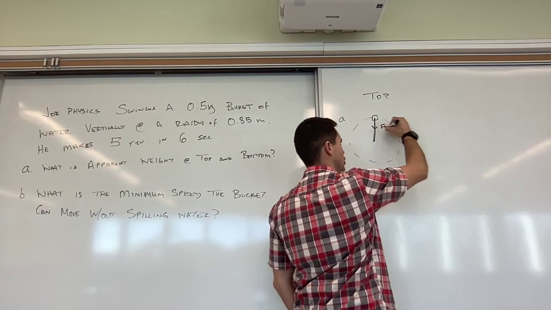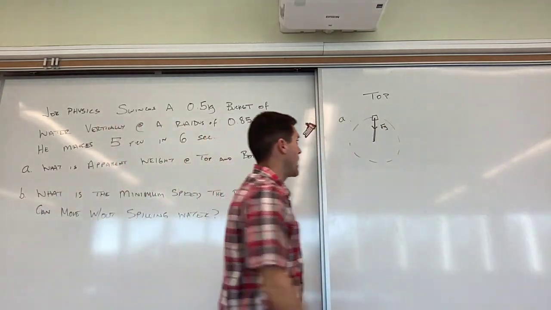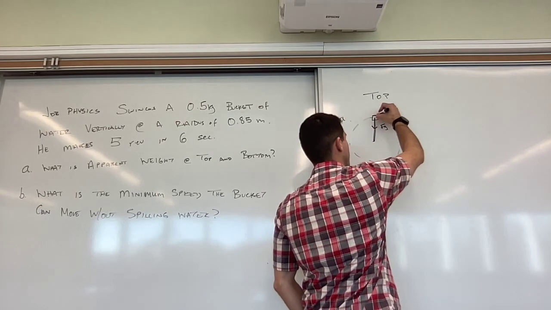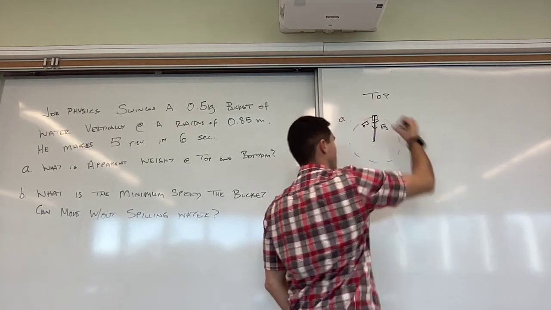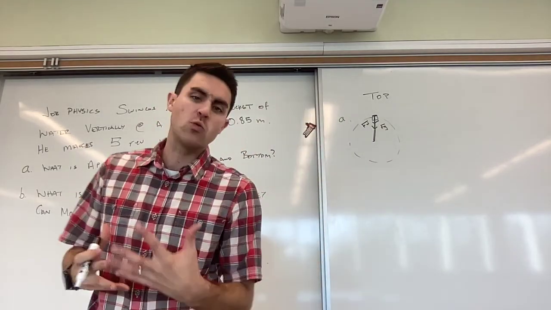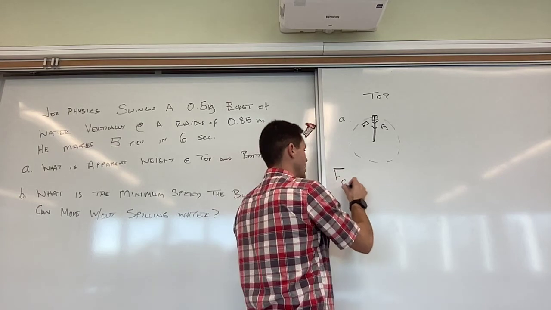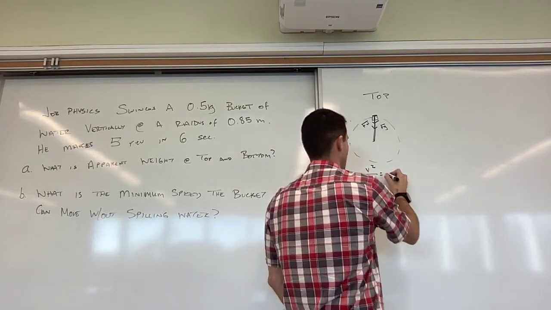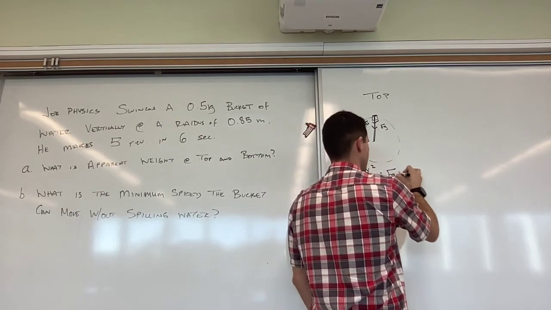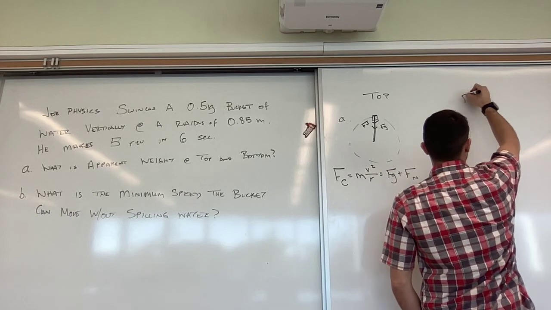I have Fg pulling on the water downward. And I also have a normal force from the bottom of the bucket acting on the water. Both of those are pressing inward on my water. Both of those are centripetal forces acting on my water. Fg plus Fn.